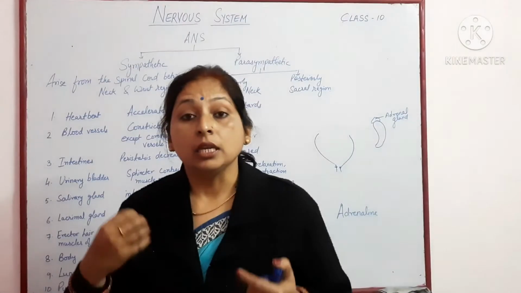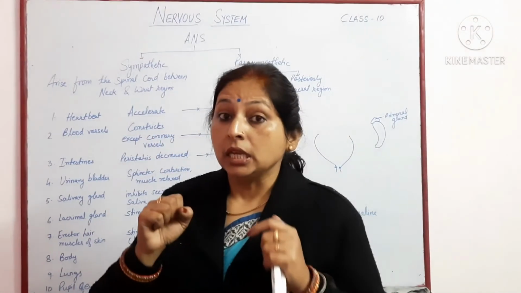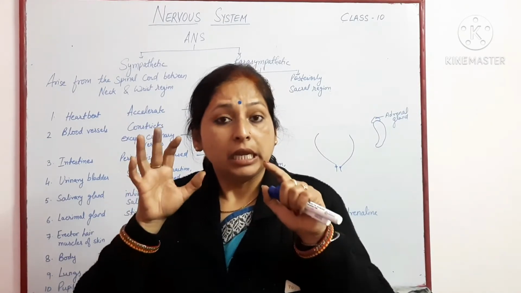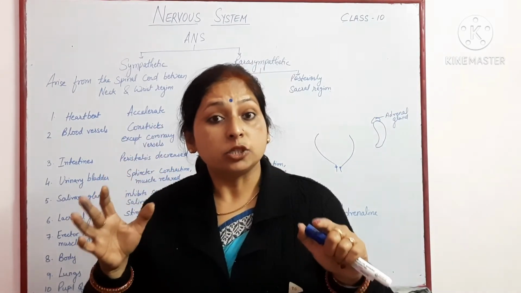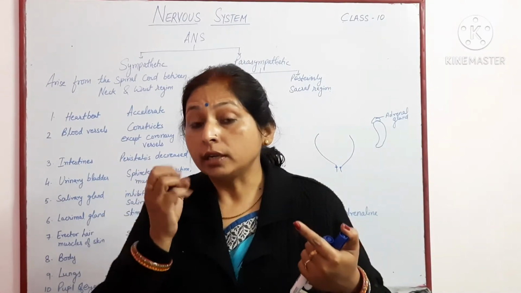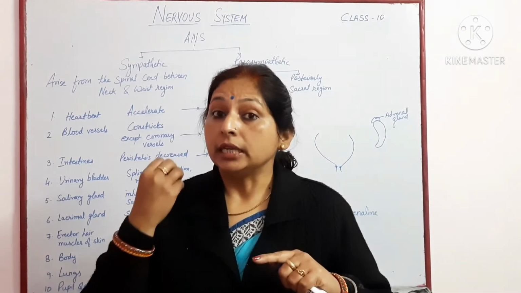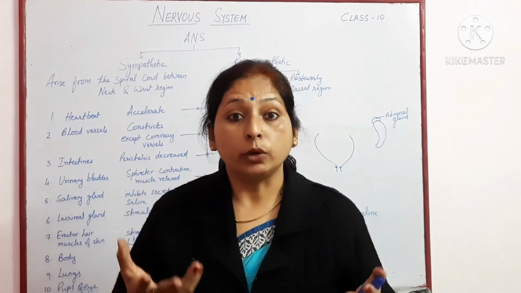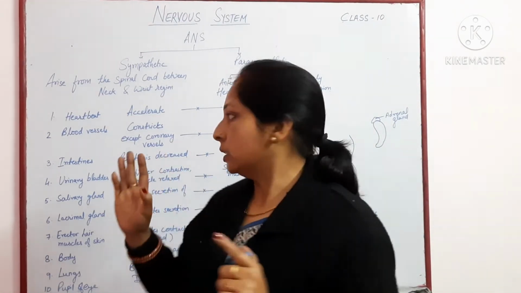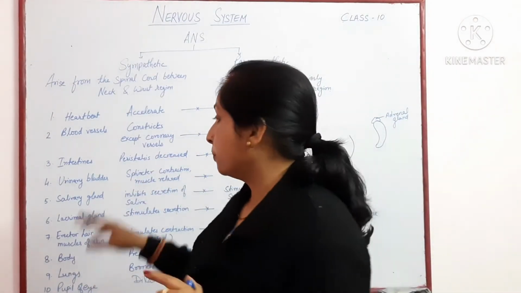Secondly, blood vessels. Blood vessels constrict because you are just holding your whole body still. The blood supply to all other parts is not required there. Your heartbeat is faster, so the coronary vessels, the blood vessels supplying the heart, are required in more amount. So the coronary vessels dilate, and except for the coronary vessels, all other vessels are constricted at that time.